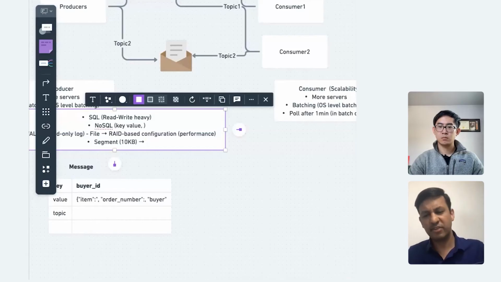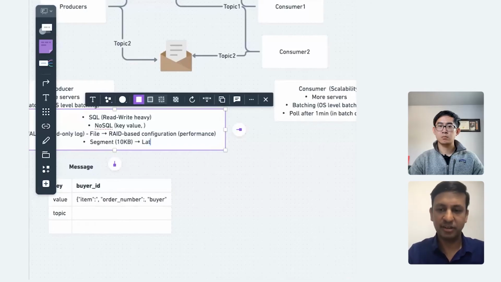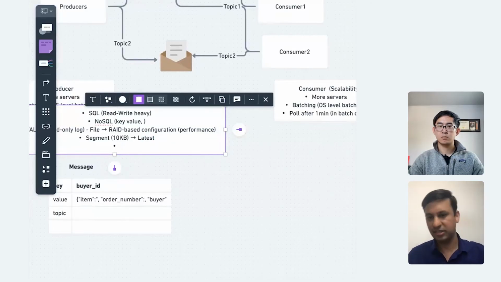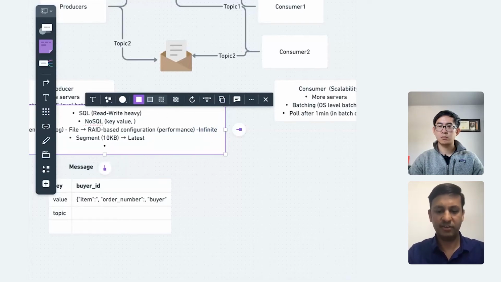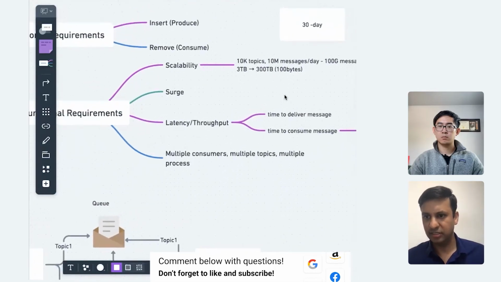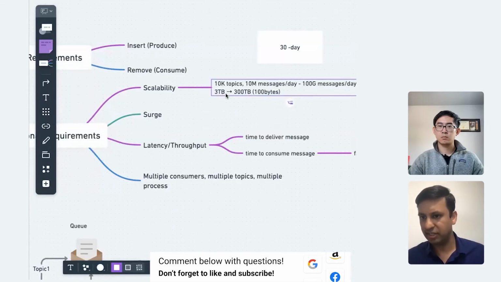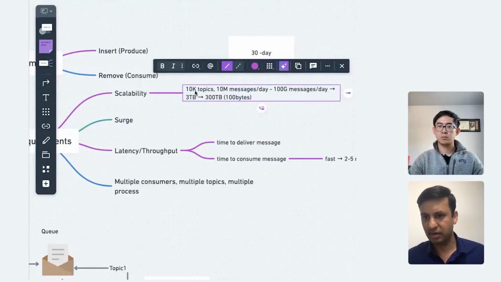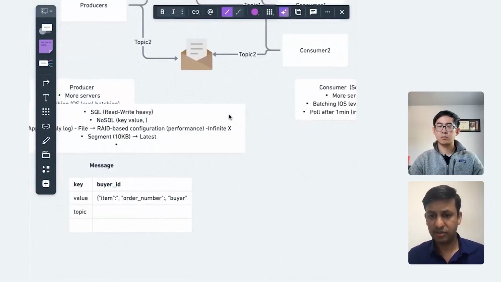The other segments will be available for reads, but writing to that particular log file will happen to the latest segment. So segmentation is an option here. We don't want an infinite file. An infinite file we can't afford. But still, let's go over the numbers here. We are talking about 300 terabytes, or 3 terabytes, and for one particular topic it's about 30 gigs, which is still high for 30 days.